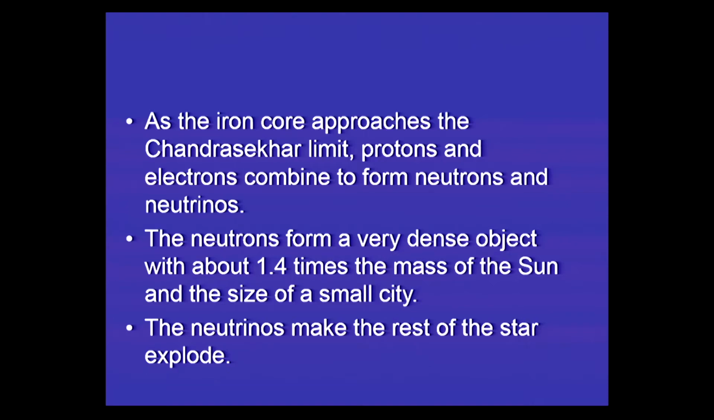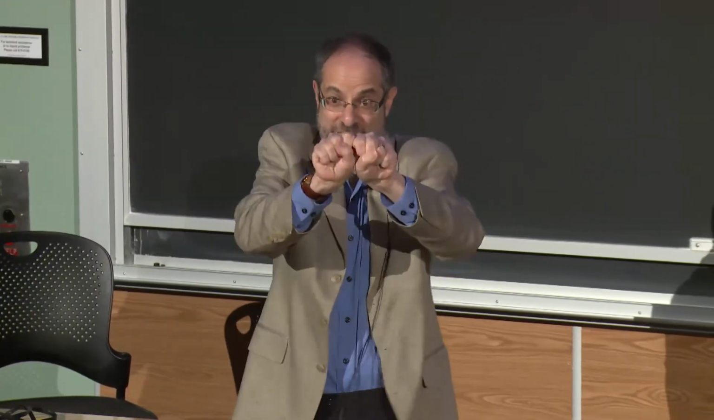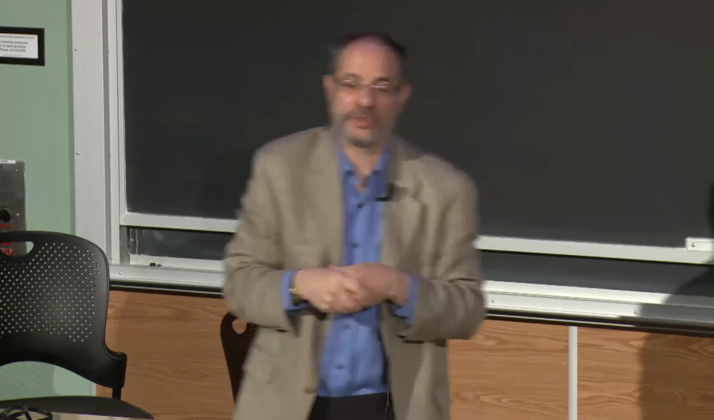Okay, so what happens when the iron core gets to about the Chandrasekhar limit? Well, it turns out, so we remember, right, that atoms are made of protons, neutrons, and electrons. And what will happen is that the electrons and the protons will combine to make neutrons and neutrinos. So now you have this huge core of iron that suddenly becomes a huge core of neutrons. And you have these neutrinos that have been released by this core.